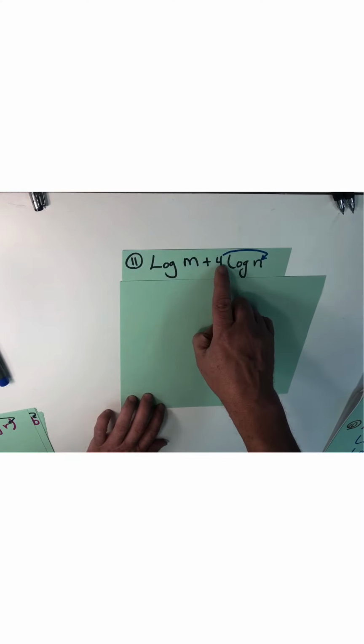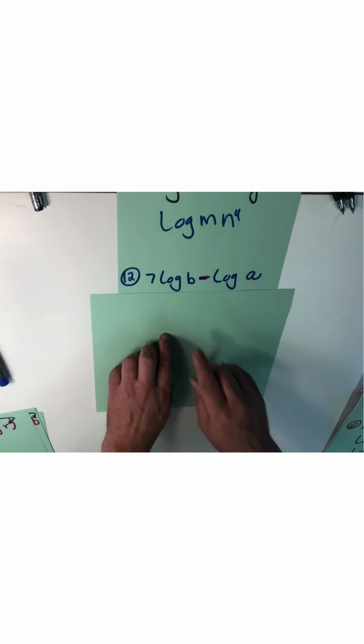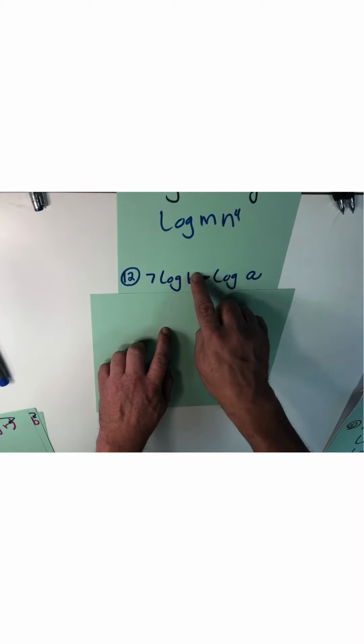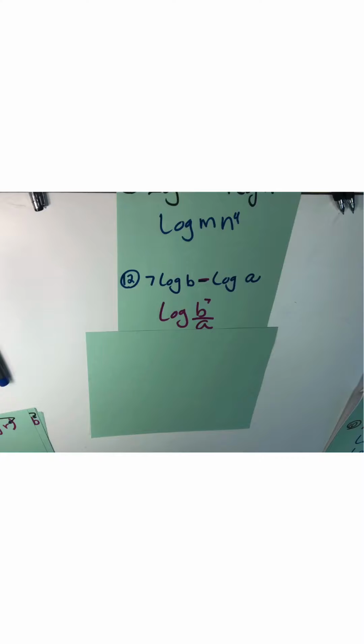In number 11, you're going to see that there's a plus here, and also there's a multiplication here, which is going to turn into a power. So in one quick step, voila, there's the answer. Log of m times n to the 4th power, right? Okay, let's try it again, but this time I'm going to put a subtraction sign in front of you there. So therefore, yet again, this is a power. Power goes up here, but this is a subtraction, so there's got to be a division somewhere, right? So log of b to the 7th all over a.